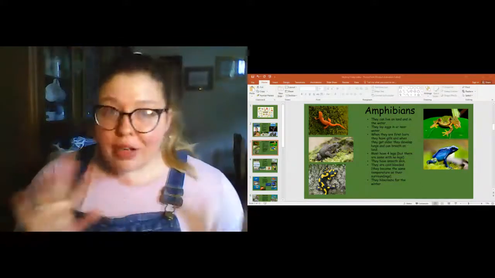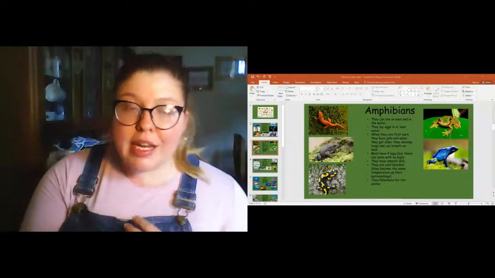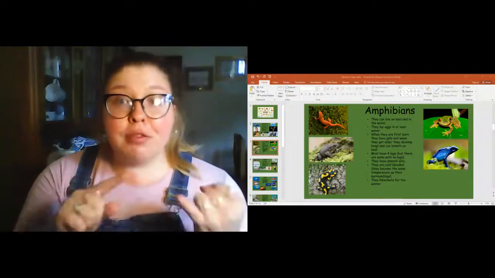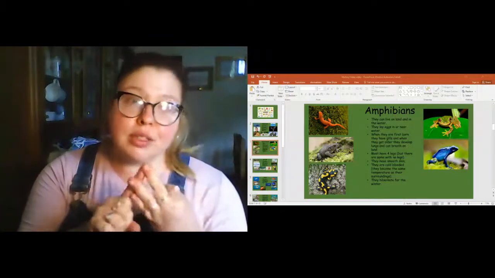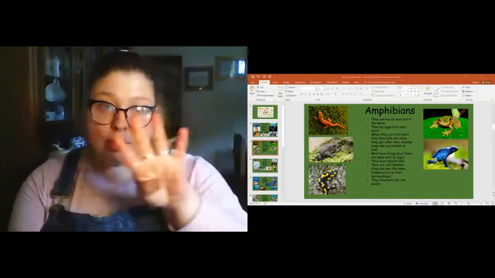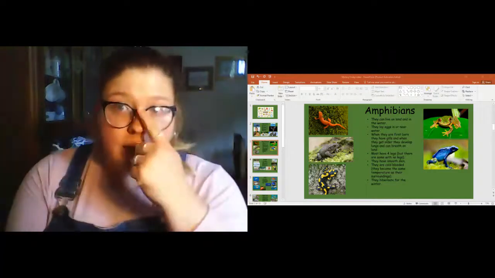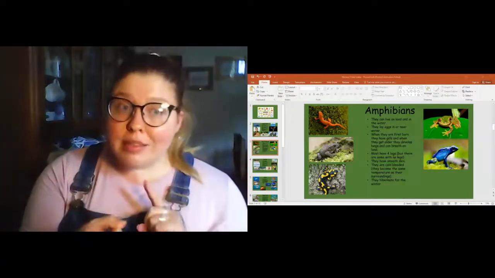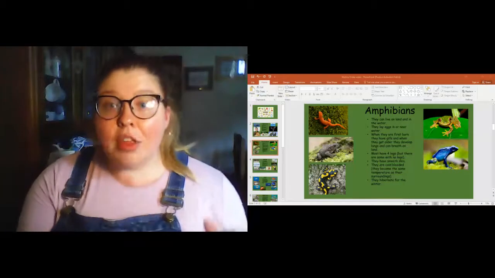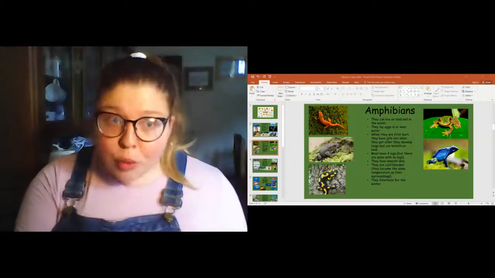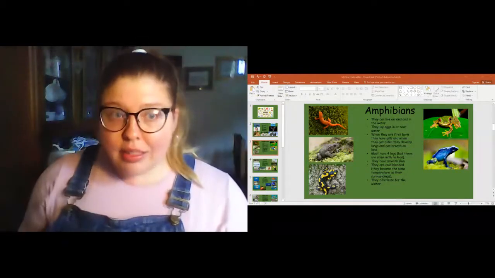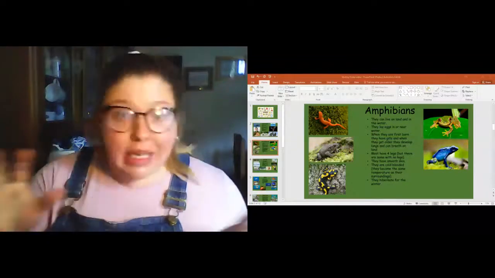Now, there are lots of different colours of these and lots of different species of these. These were just some pictures I found. But frogs, toads, newts, and salamanders are all different types of amphibians. Okay, and the thing about amphibians that makes them different from mammals is that they can live in the water and on land. So it doesn't matter where they are, they can live in both.